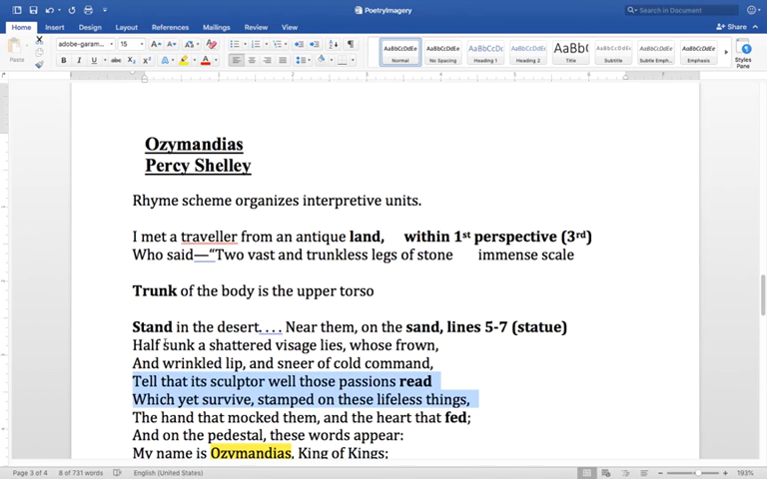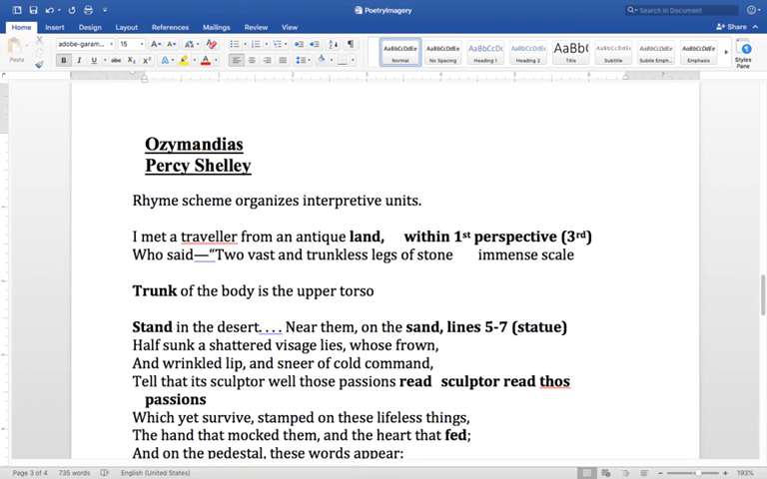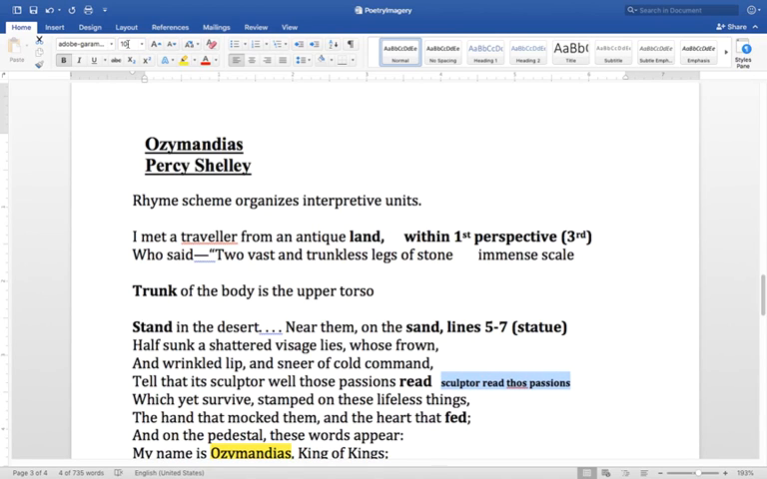What do we learn about the sculptor? The sculptor, well those passions read. Remember we talked about how poetry sometimes inverts subject, verb, object order, right? So if we were to rewrite this in the form of a prose sentence, we would say something along the lines of, the sculptor read those passions, right? It would be the same thing. But instead, what Shelley is doing is giving us the rhyme scheme, right? He wants the line to end with read, and he doesn't want it to end with passions. He wants that read at the end of the line. And so the sculptor has seen, he has read.